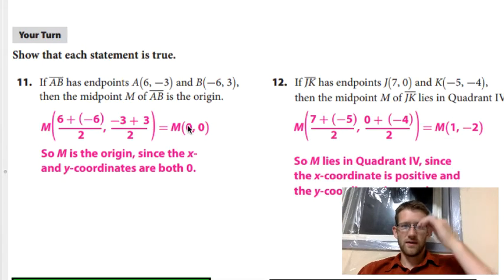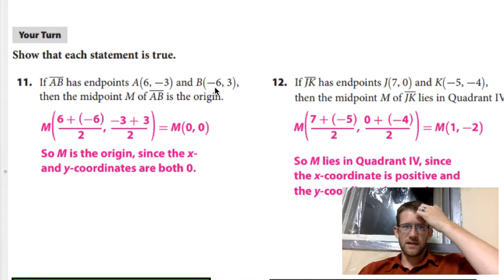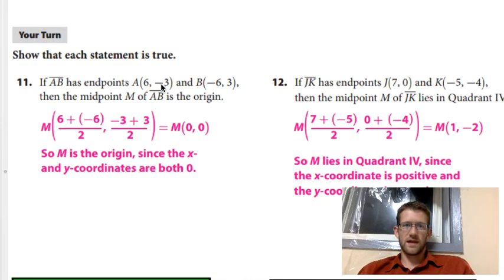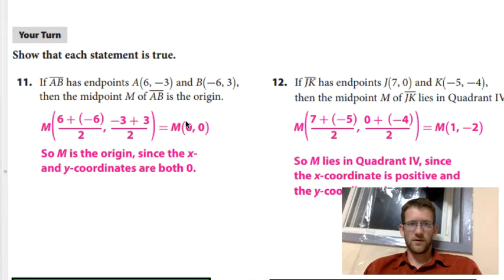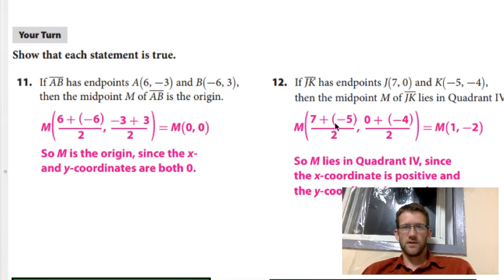Two more endpoints. Essentially, what is the average of 6 and -6? 0. What is the average of -3 and 3? 0. So that's our midpoint there, 0, 0. Average of 7 and -5, 1. Average of 0 and -4, -2.